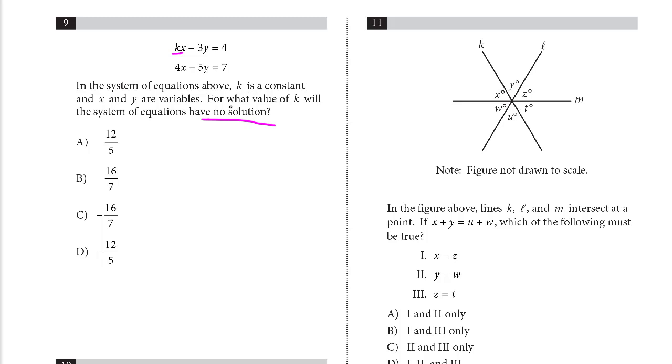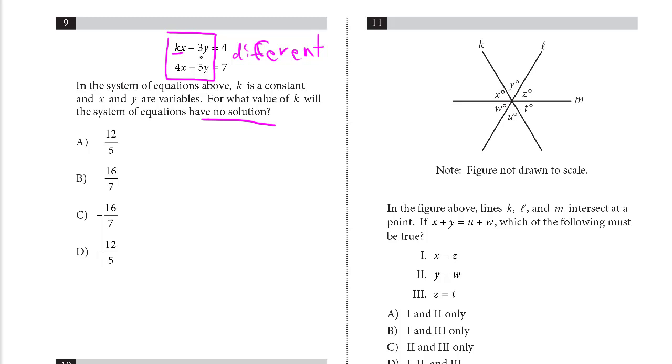They're either going to be always true or never true. In this case, never true. So the way that's going to work is if my left side is exactly the same expression and they equal different numbers on my right side, then they can never, ever be true, right? Can't possibly have the same expressions equal different numbers on the right side. So how do I make the left sides the same?